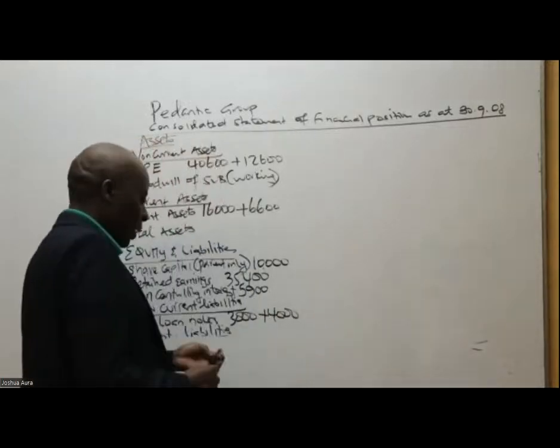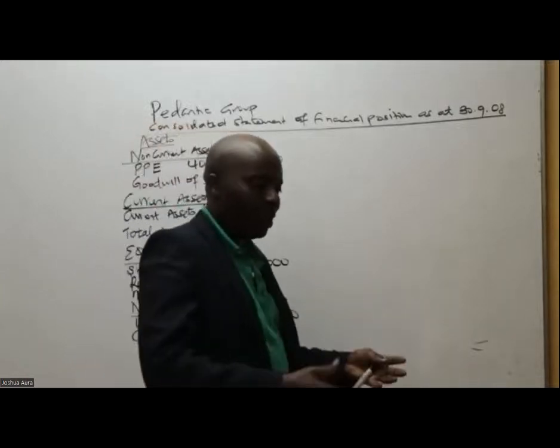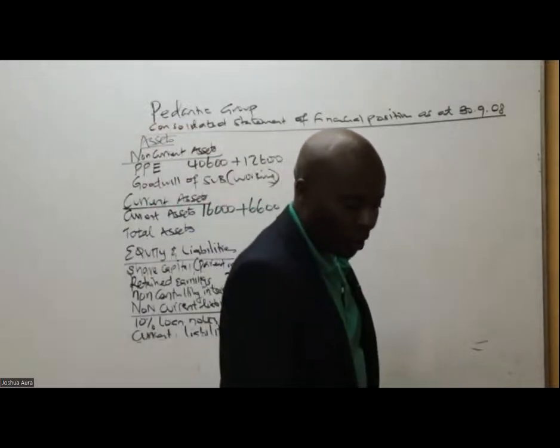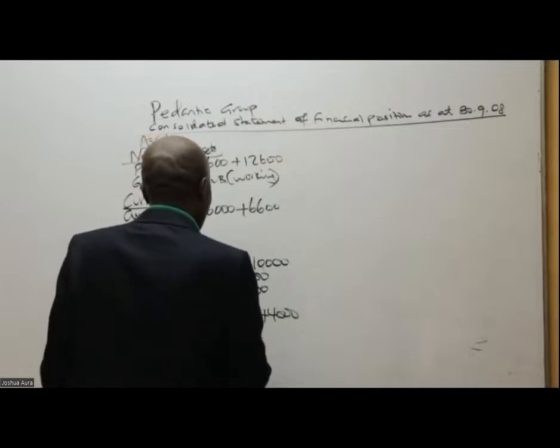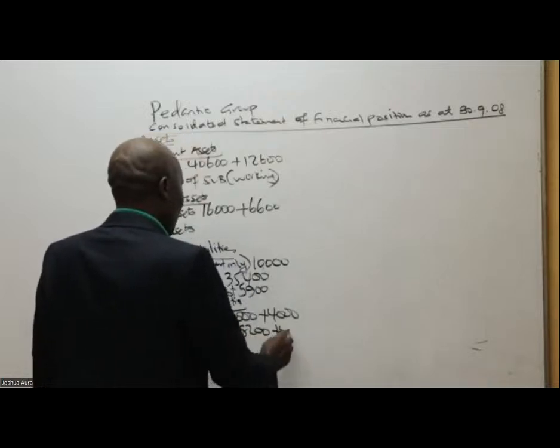And then we have the current liabilities. We are consolidating, putting together things like how we are together in this room as a family. We are already consolidated, and of course are happy to be here. So for the current liabilities, it's 8,200 plus 4,700.